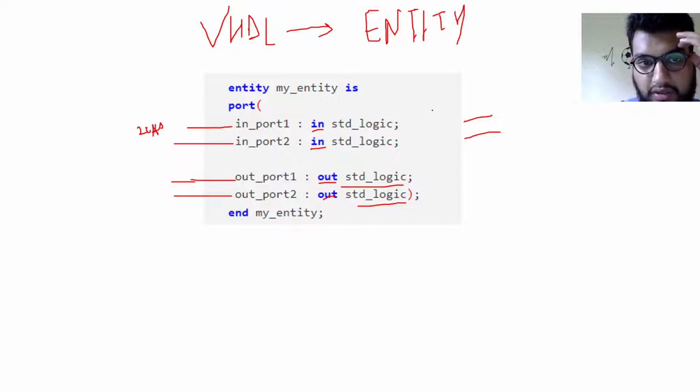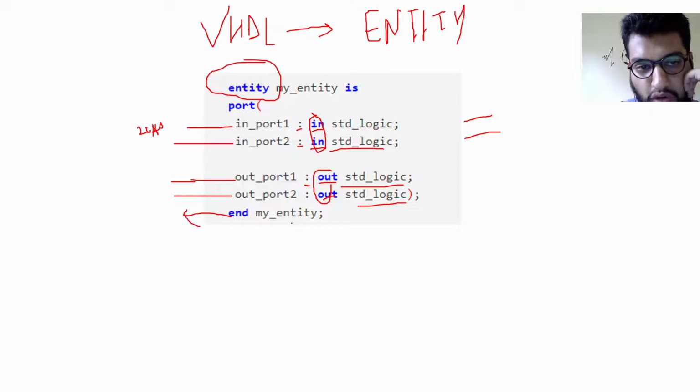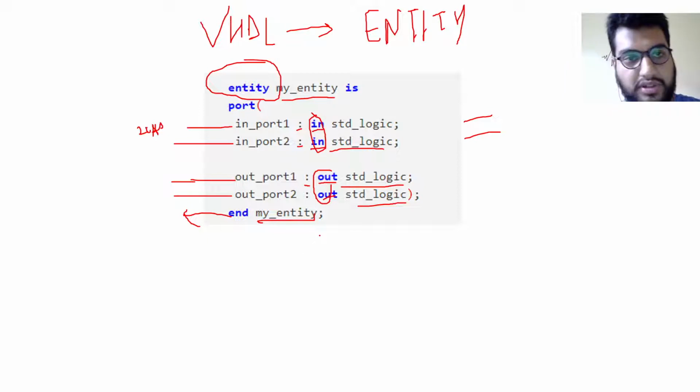So in the port declaration there are port names like in_port_1, in_port_2, out_port_1 and out_port_2, followed by a colon, I'm just stating the rules, then the port direction, whether it's an input or an output port, followed by the port type, and then the semicolons. The entity declaration terminates with the keyword end, followed by the entity name that we defined here, and then the semicolon.